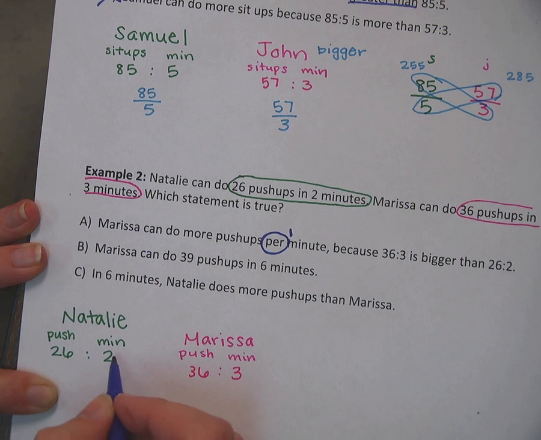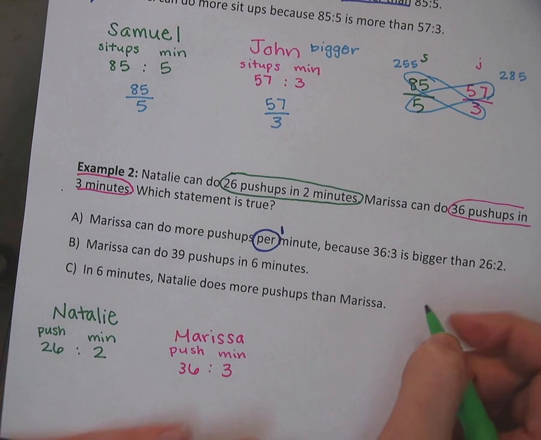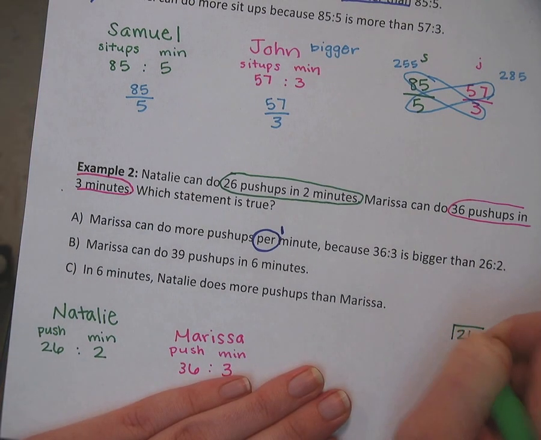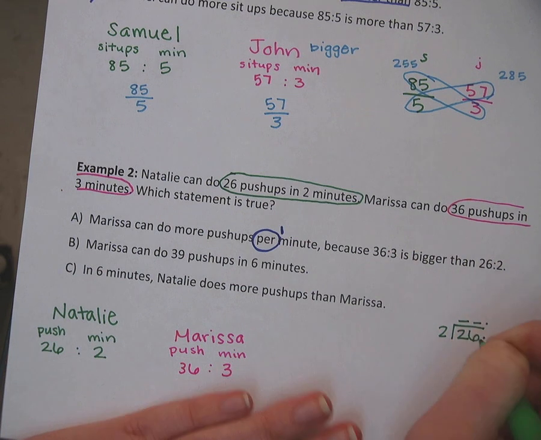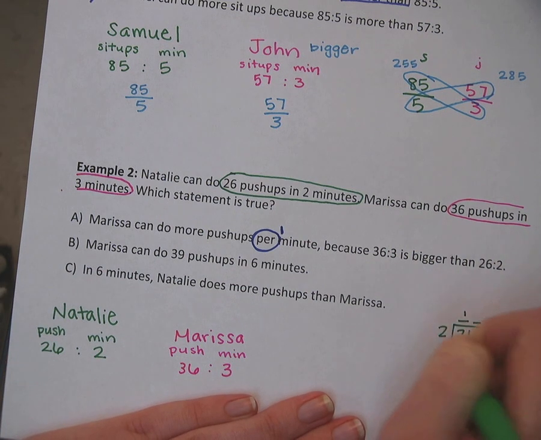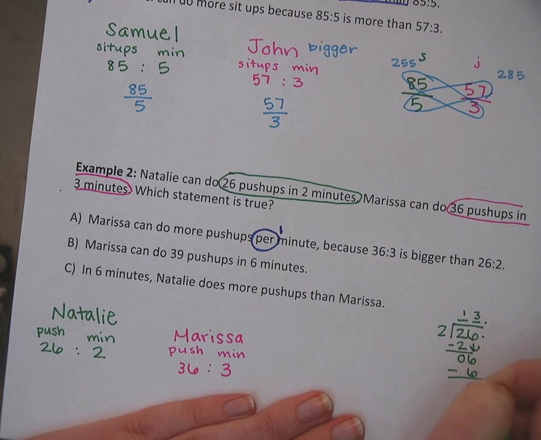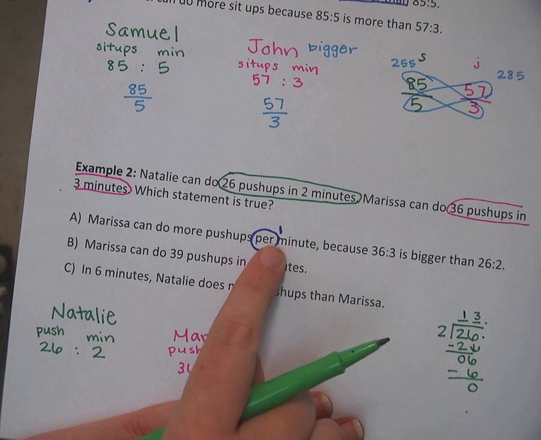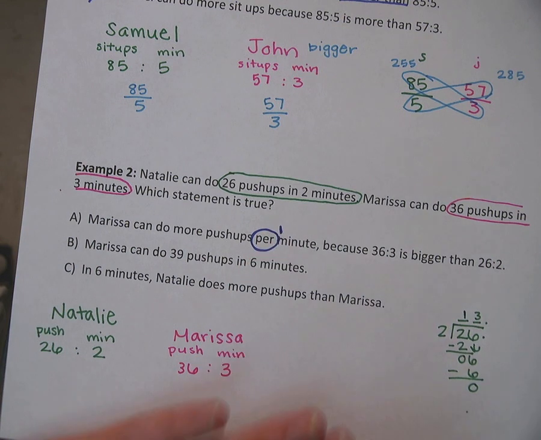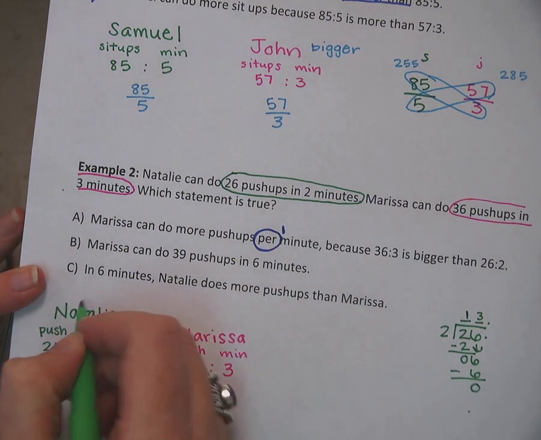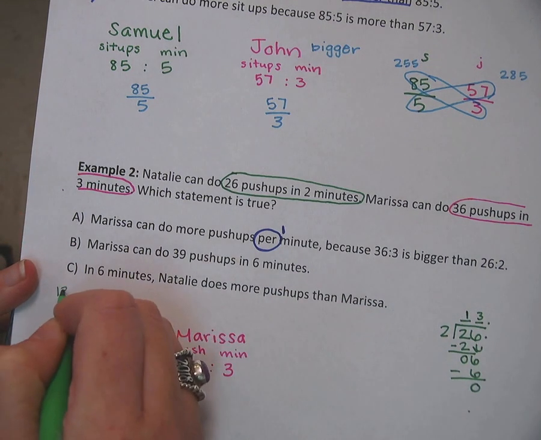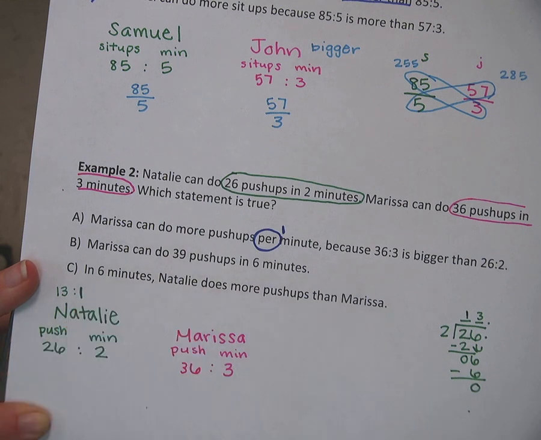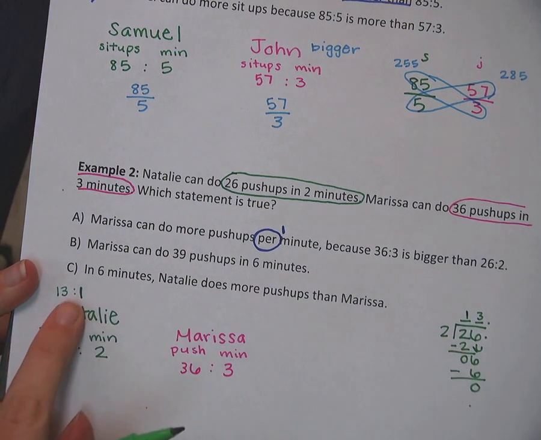So what I need to do here for Natalie is I need to do 26 divided by 2. I'm going to do that over here to the side. 26 divided by 2. All right, 2 goes into 2 one time. Subtract. And 2 goes into 6 3 times. So that means she can do 13 push-ups in 1 minute. Okay? So I am going to write that over here. So push-ups would be first, so 13 push-ups in 1 minute. So again, we divide to figure out for 1 minute.